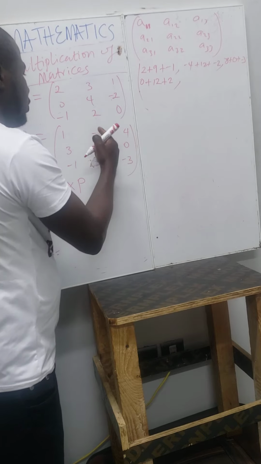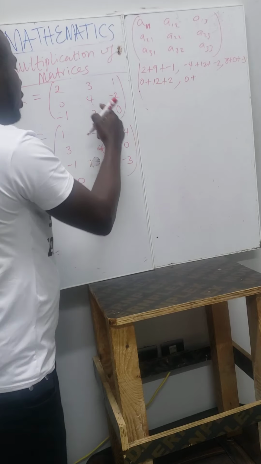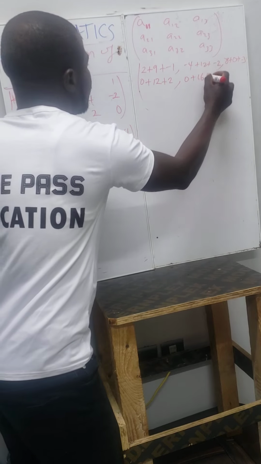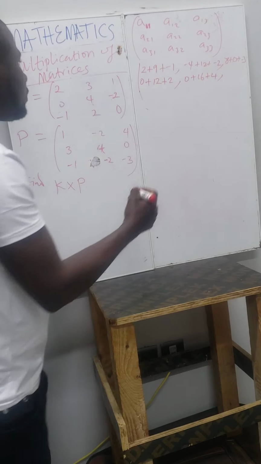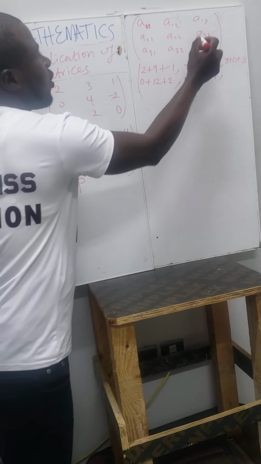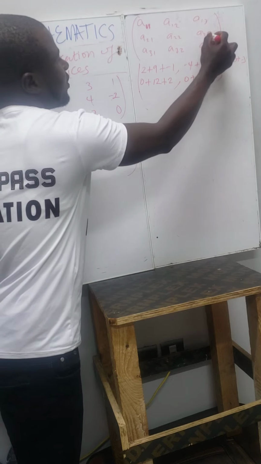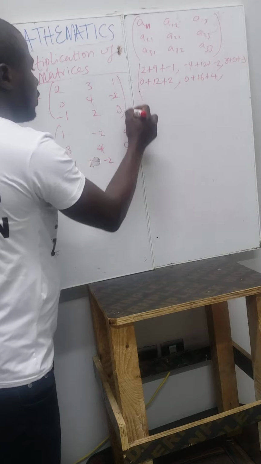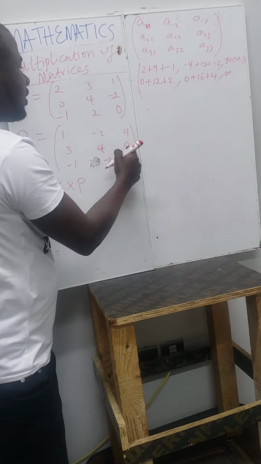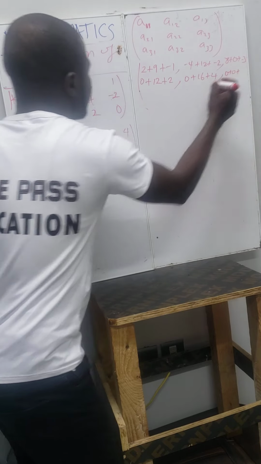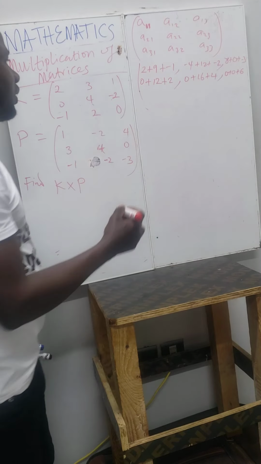That's what we mean by A22. Okay, this one on this. 0 multiplied by minus 2, 0, plus 4 multiplied by 4, 16, plus minus 2 multiplied by minus 2, that is plus 4, comma. A23, the element along the second row of the first matrix multiplied by the element along the third column of the second matrix. This on this. 0 multiplied by 4, 0, plus 4 multiplied by 0, 0, plus minus 2 multiplied by minus 3, that is 6. Are you getting it?